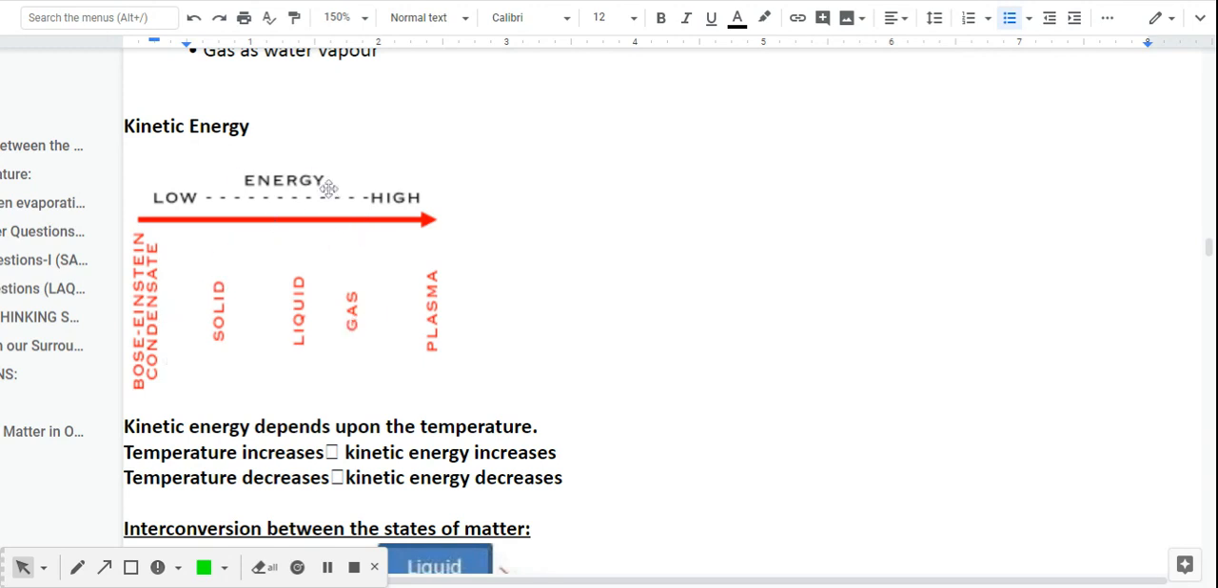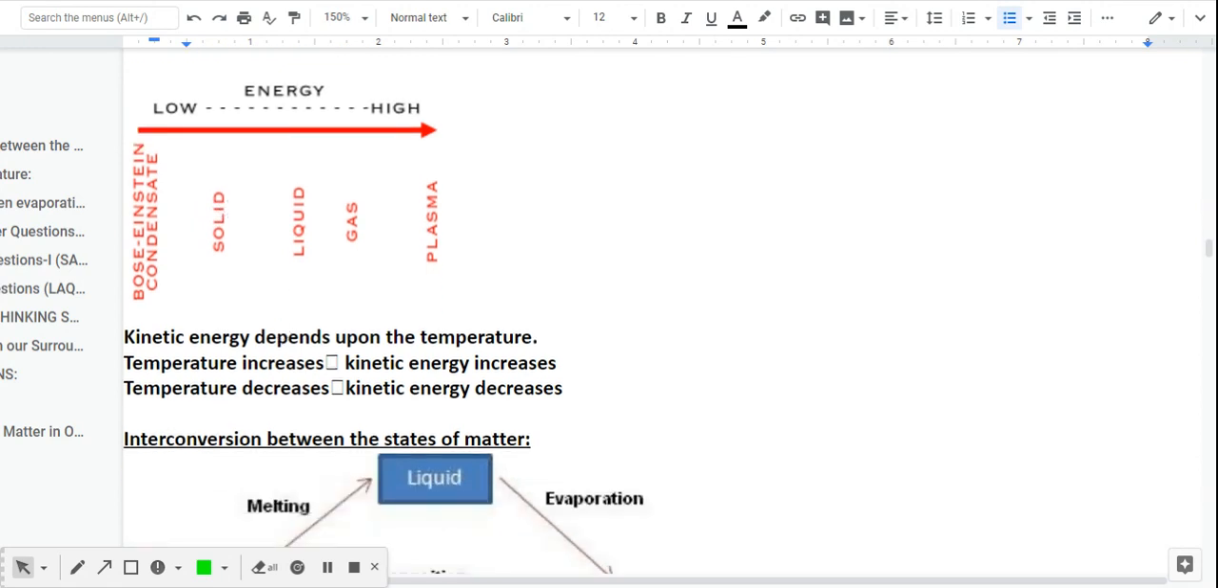So kinetic energy, as you can see, gases have more kinetic energy, liquids have less than gas but more than solids, and solids have least kinetic energy till now. Actually Bose-Einstein condensate has the least, but we will study at last how, why they are having the least kinetic energy. So kinetic energy depends upon the temperature, that I have already explained to you in the last video. Kinetic energy depends upon the temperature. How? I have given you an example of boiling, just remember that.